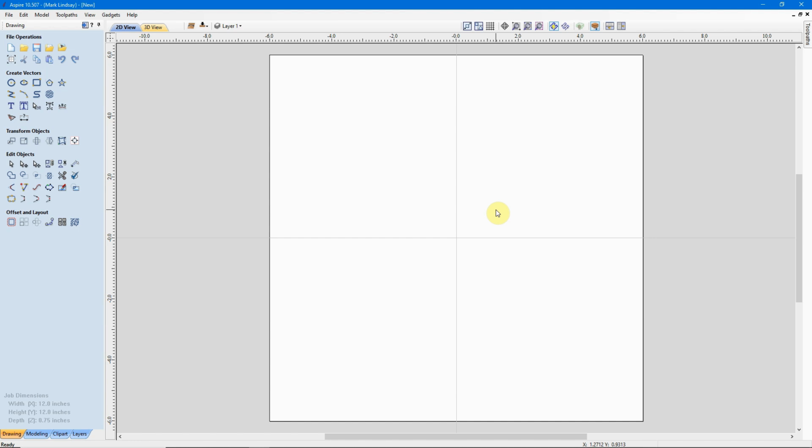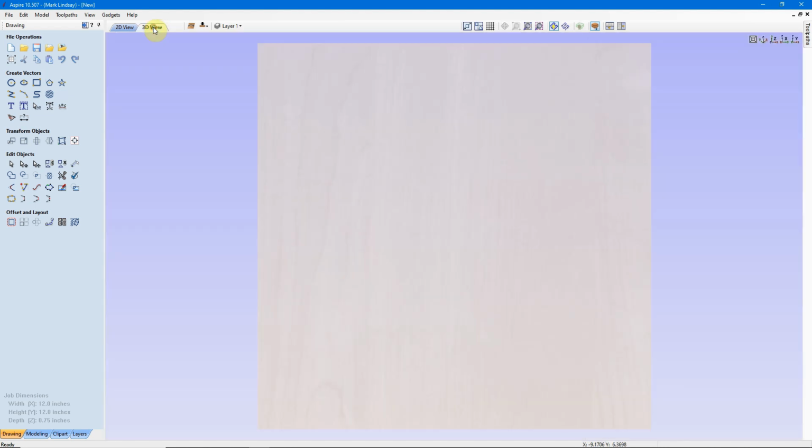Now the first question I received via email at my website, marklindsaycnc.com, through the Contact Us page, asked about the zero plane and the modeling plane. The viewer said he was still a little bit confused as to what they were, what they did, and what the difference was. So let's go ahead and take a look at our 3D view.